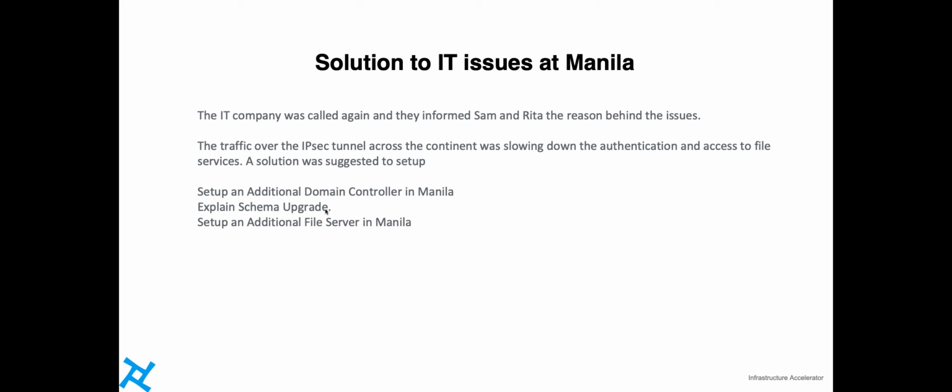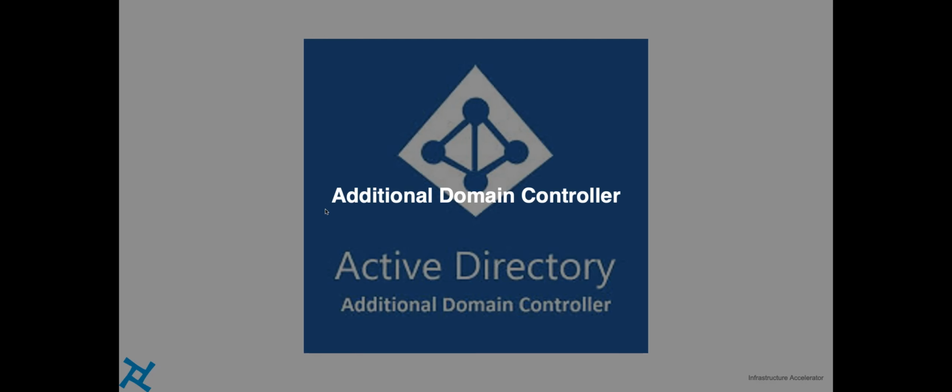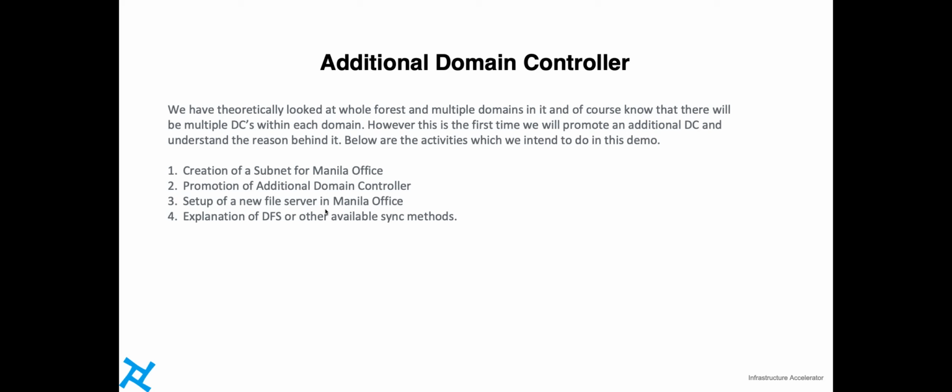So here is what we need to do. We need to set up a file server, and we need to set up a domain controller in Manila. So this is our additional domain controller. We are going to set up a new domain controller in our existing domain, that is the root domain, and this is going to be about setting it up in Manila, and then the user should be able to authenticate from it. We have theoretically looked at the whole forest and multiple domains in it, and of course know that there will be multiple DCs within each domain.